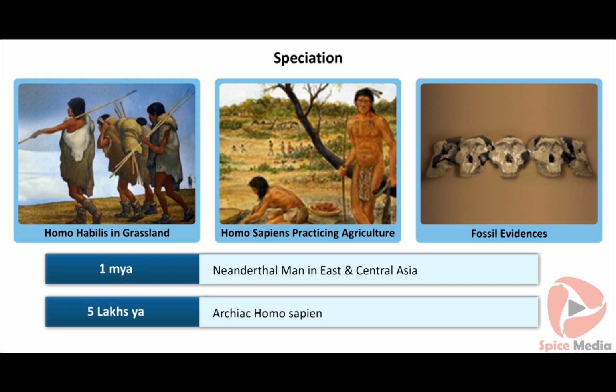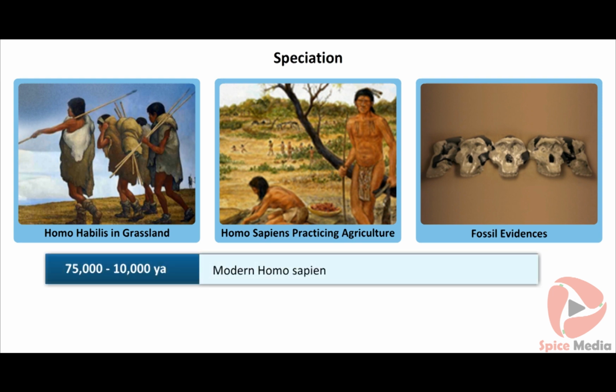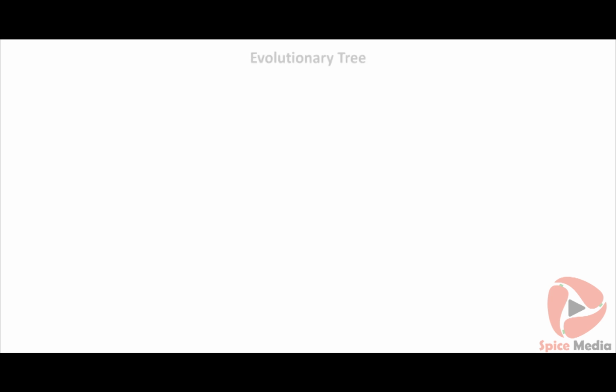Archaic Homo sapiens arose in South Africa and moved across continents. They developed a distinct race during the Ice Age. The modern Homo sapiens arose between 75,000 to 10,000 years ago. This was evident from the prehistoric cave paintings developed about 18,000 years ago. Around 10,000 years back, agriculture came into practice, and human settlements started.